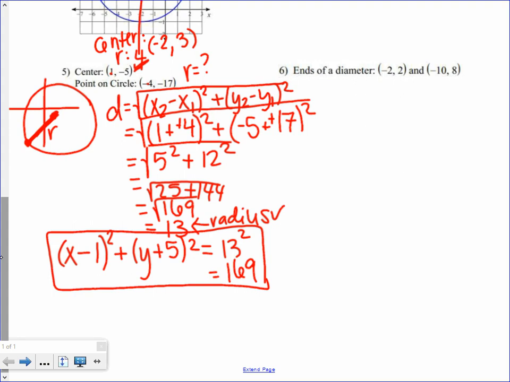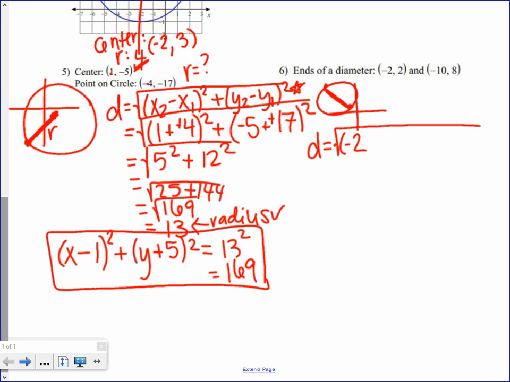Looking at number 6, they give you the ends of a diameter. So again, I'm going to do a rough sketch of this. They give us -2, 2, and -10, 8. And those are the endpoints of our diameter. So we need to find both the center and the radius on this one. So what do we know about the ends of a diameter? Well, the diameter goes through the circle. Can I find the distance of the diameter here? Absolutely. So again, use your distance formula and find the distance between those 2 points that they gave you.